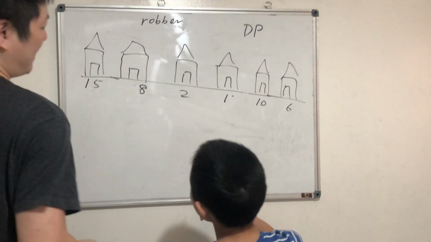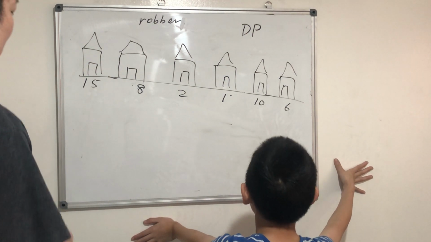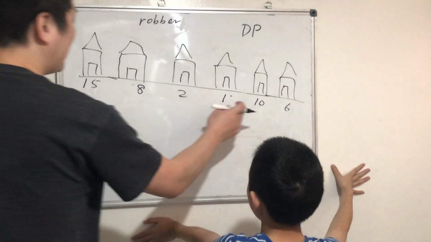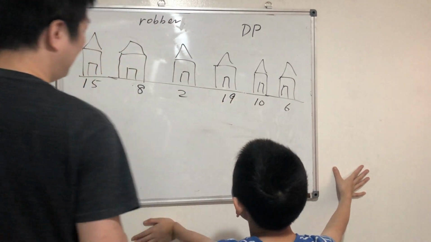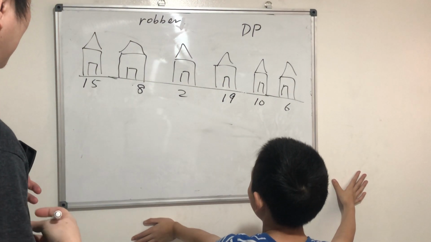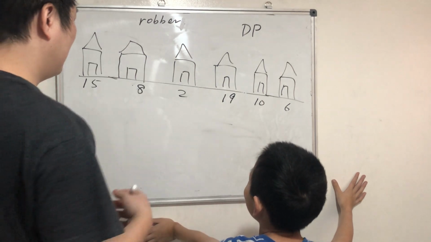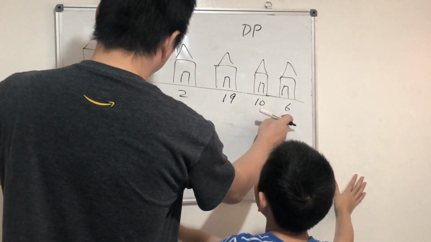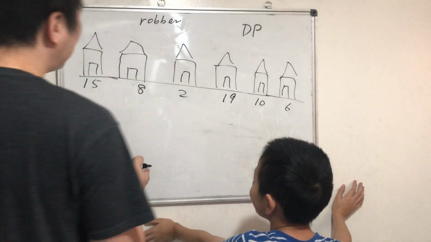Maybe I put this 15 here. Then 15, 10. So you always pick the second largest. And if this is 19 here, I'll pick 19, 15, then I'll pick 6. 19, 15, 6. Okay, so your strategy might work, but there are some cases it might not work.